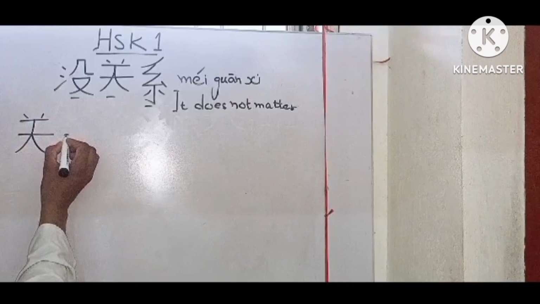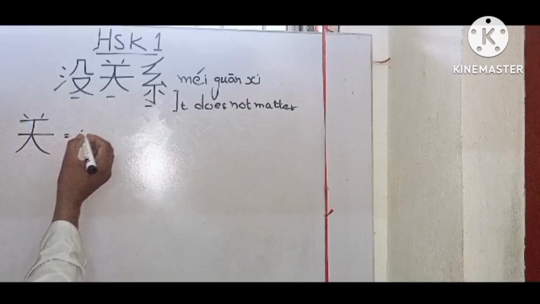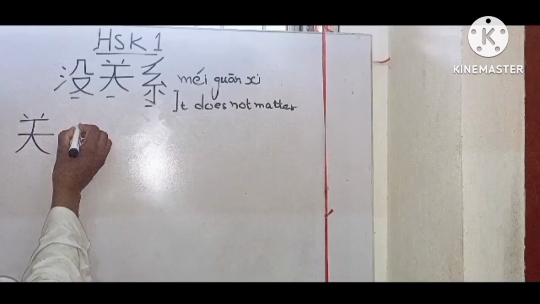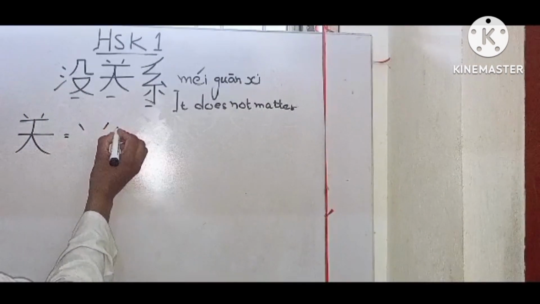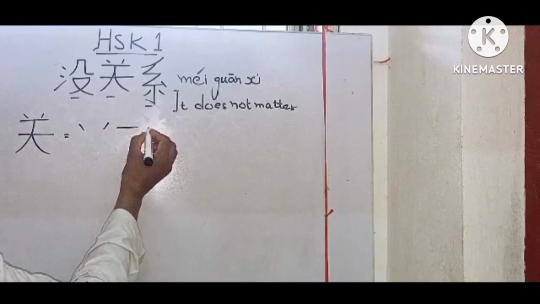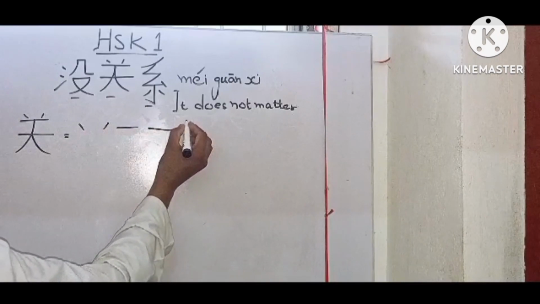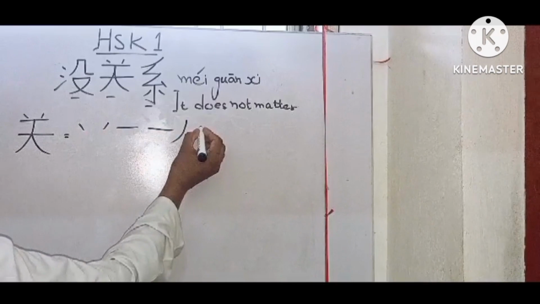Kwan. Its stroke order is written as Tian, Tie, Ang, Ang, Tie, Na.